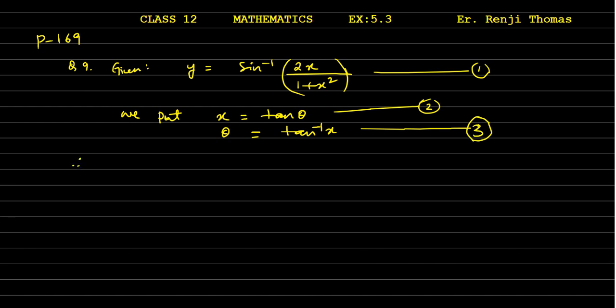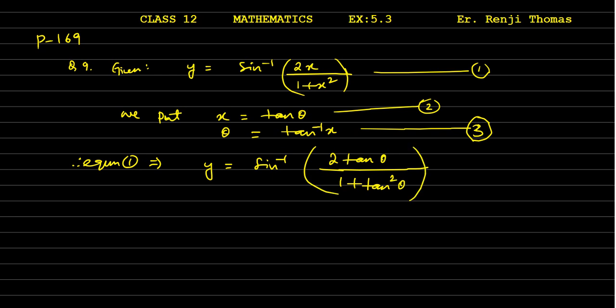Therefore equation 1 implies, you can write equation number 1 as y is equal to sine inverse. In place of x you can put tan theta, so 2 tan theta by 1 plus tan square theta. Now I'll take you back to your earlier classes. I think in chapter 2 you might have already learned the sine 2 theta formula. Sine 2 theta is 2 tan theta by 1 plus tan square theta. So this formula is very essential.